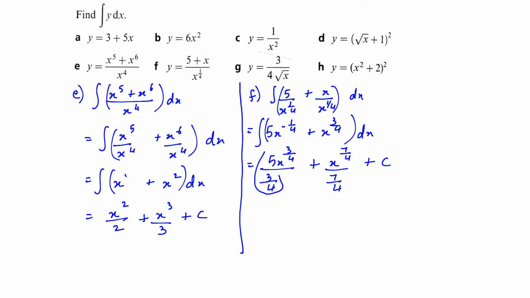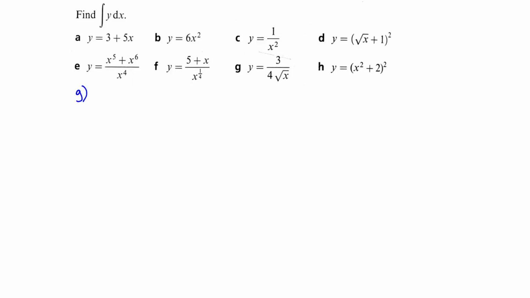Now put this in the calculator and you will get 20 over 3 x to the power of 3 over 4. And here, if there is no number, it means there is a 1. So put 1 over 7 over 4 in the calculator, and you will get 4 over 7 x to the power of 7 over 4 plus c.